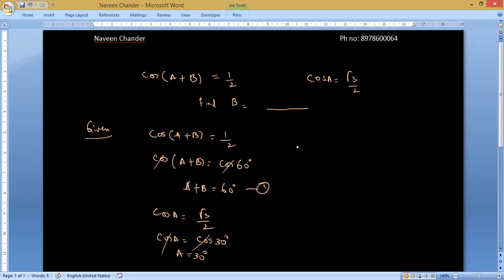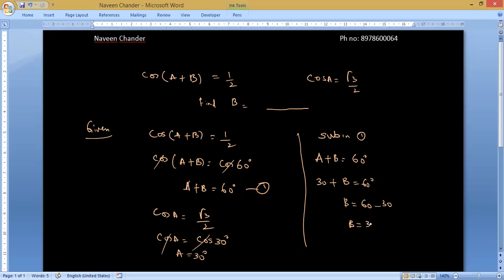A equal to 30 degrees. I'll consider this as first equation. Substituting in 1. So what is 1? A plus B equal to 60 degrees. So A is 30. Then B equal to 60 minus 30. So B is equal to 30 degrees. Okay, now? Yes, sir. A is 30 and B is equal to 30. Clear?